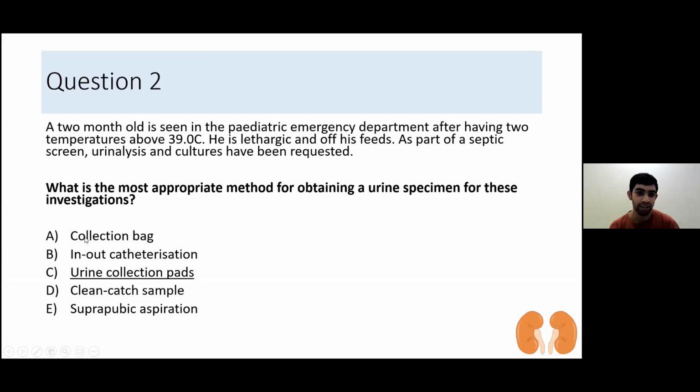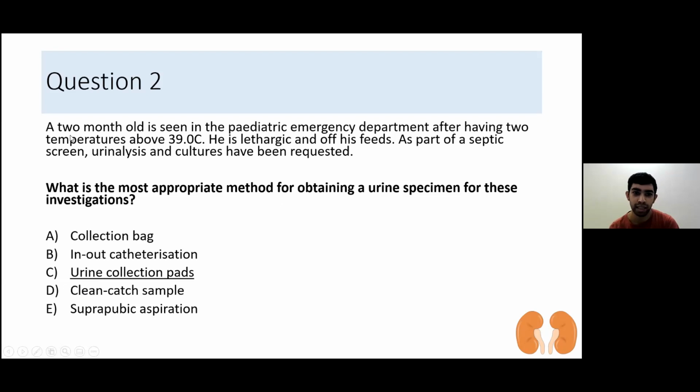However, there is increasing evidence that these get contaminated and aren't very cost effective. And for the most part, across the UK, we don't tend to see collection bags too often. Okay? So that leaves options C and D in most cases. Now, a clean catch sample would be ideal.